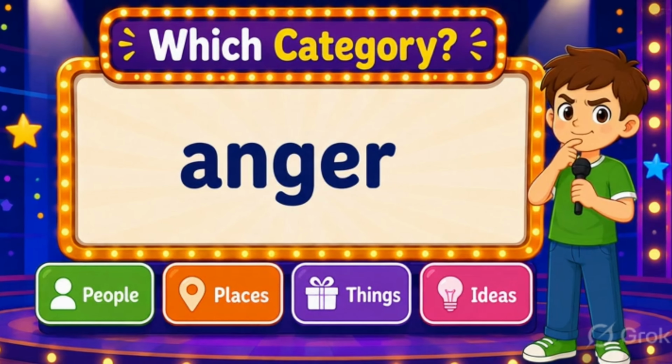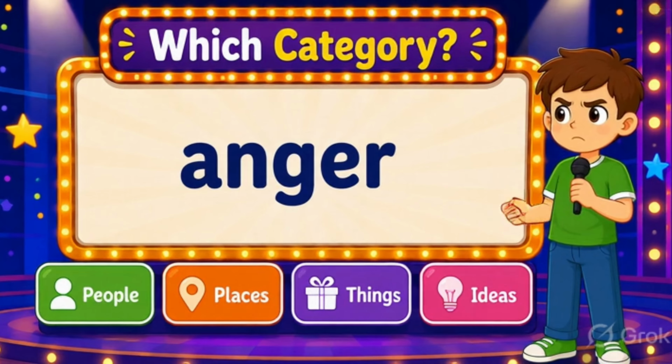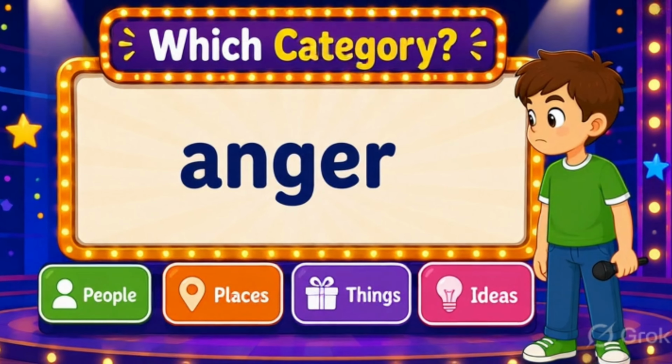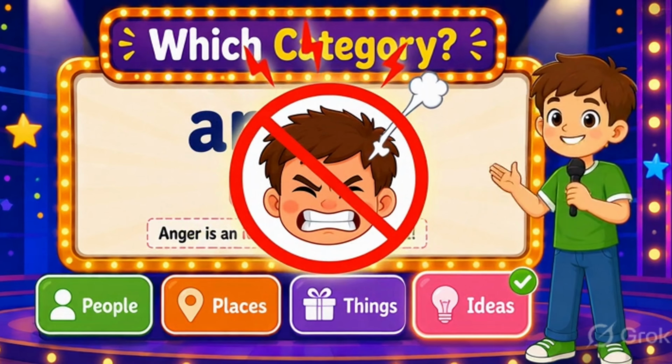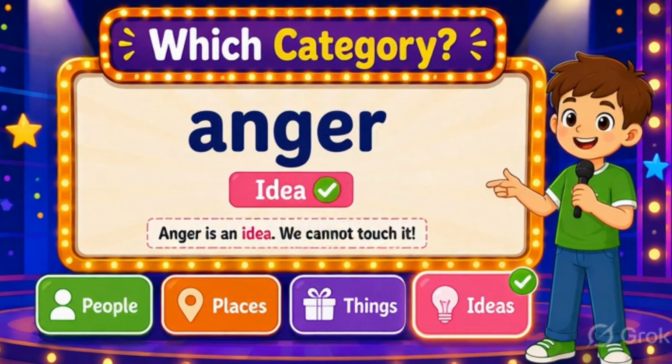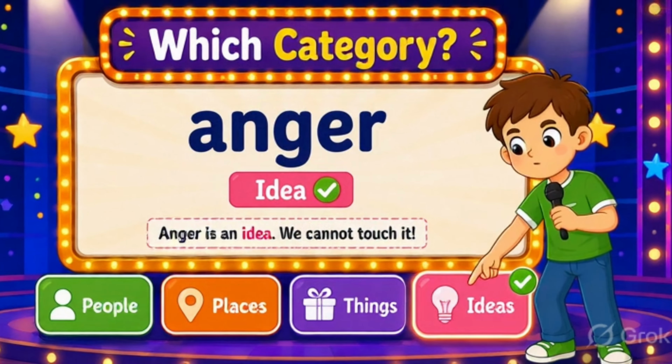Next word, anger. This one might surprise you. Think carefully. Which category does anger belong to? Anger is an idea noun. You feel it, but you cannot see it or touch it. It names an emotion, which makes it an idea noun.